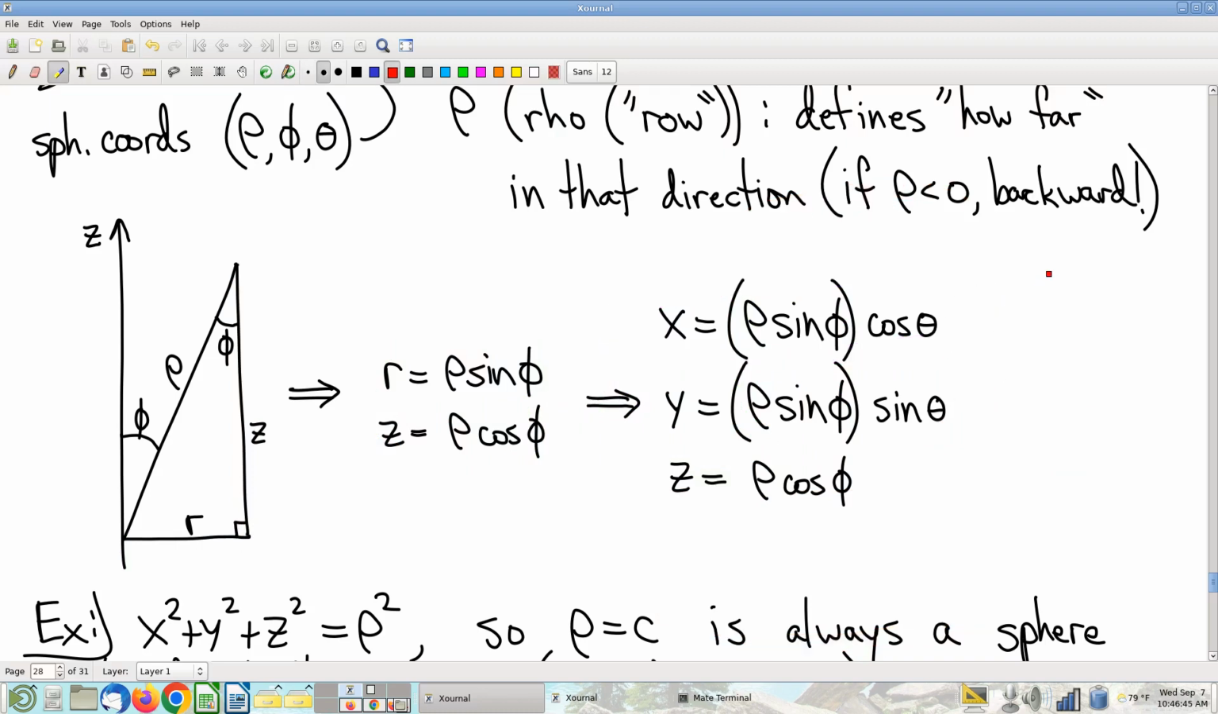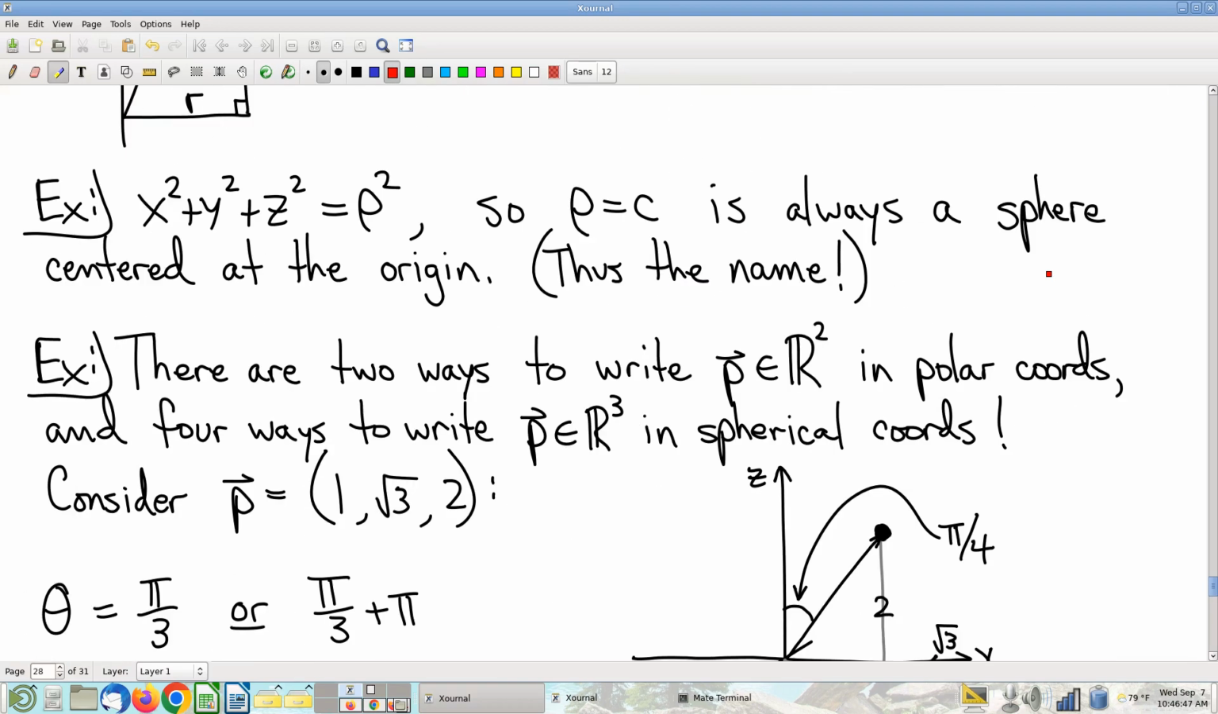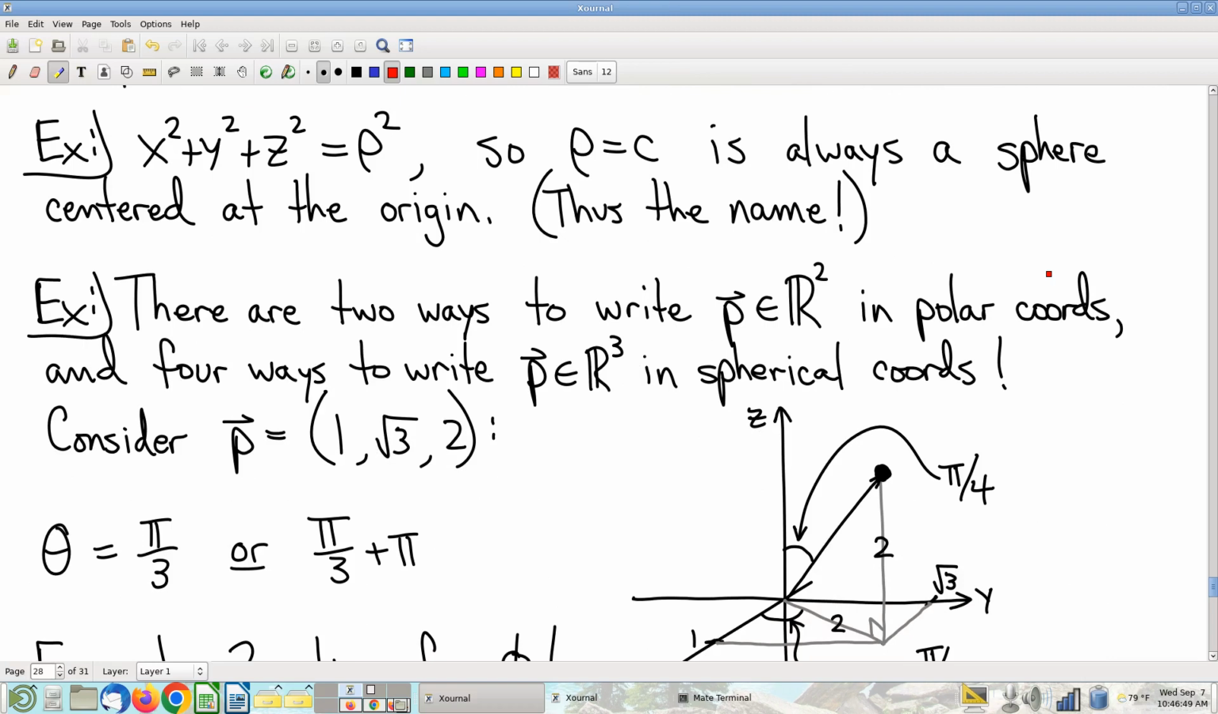Okie dokie. So, a couple of examples. Again, no surprise. Here is a sphere. And so, setting rho equal to a constant gives you the equation for a sphere. I mean, it's a pretty easy observation there. This is why we call it spherical coordinates, by the way. The equation of a sphere is just, coordinate equals constant.